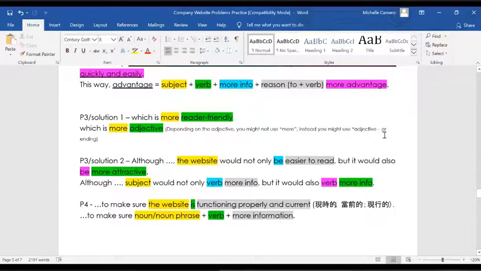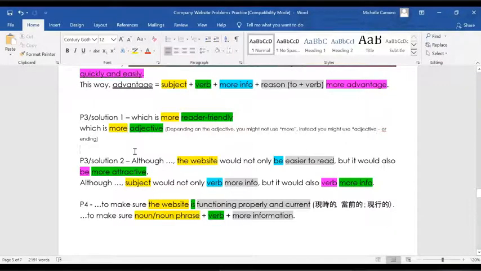Instead, you might use an adjective with an ER ending. Because, for example, remember the word happy. We don't say more happy, we say happier. So again, it just depends on the adjective you use. Okay, so how did you introduce this advantage? You use the word which.